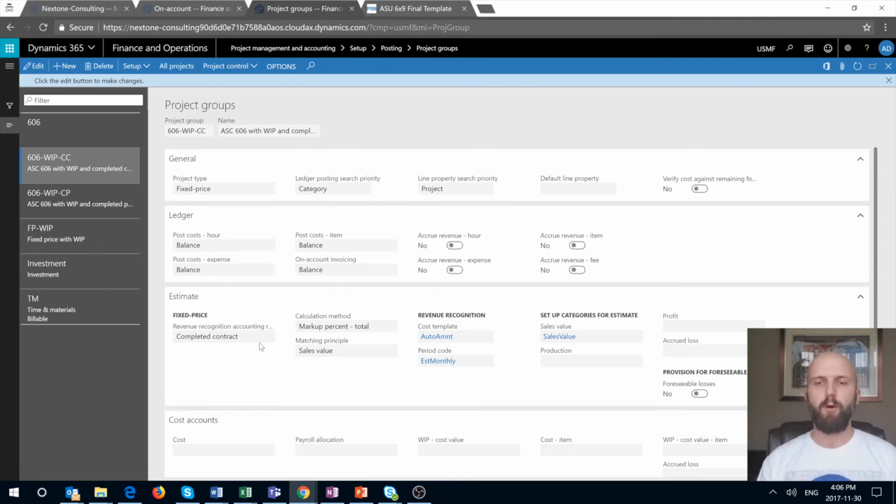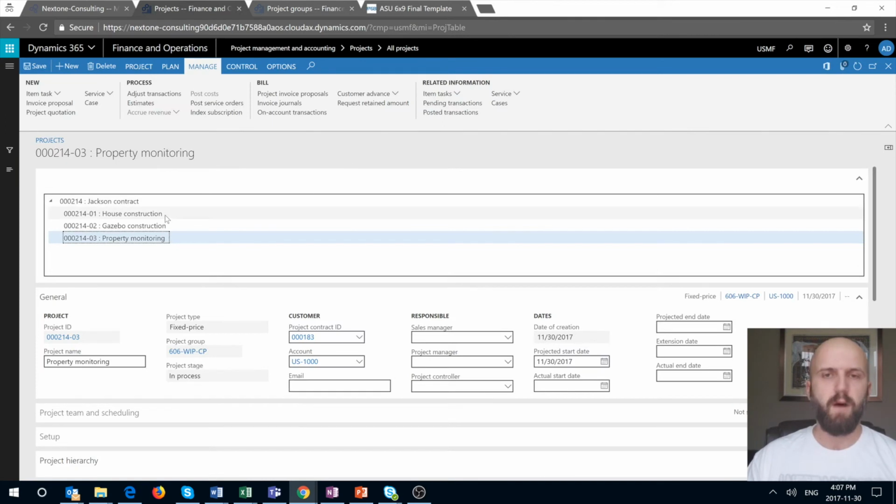As I said before, one of the gaps here is that all of my sub-projects should have the same project group. Hence, they should have the same revenue recognition rule, either completed contract or completed percentage. So that means all of my performance obligations should be either recognized over time or at a point in time. Okay, so now let's take a look at the revenue recognition routine in D365.